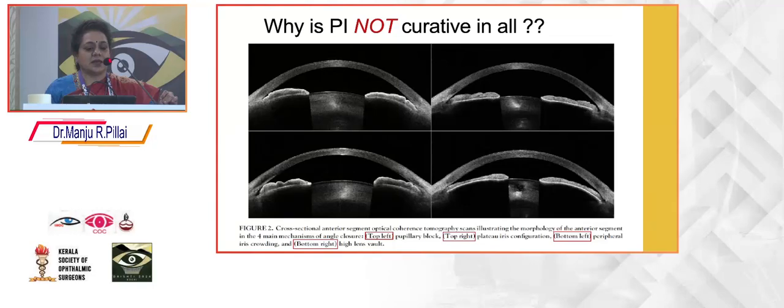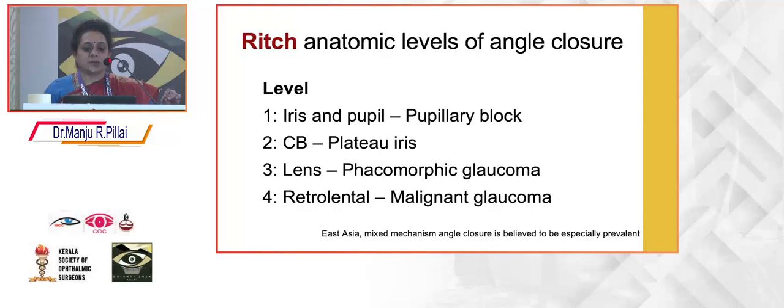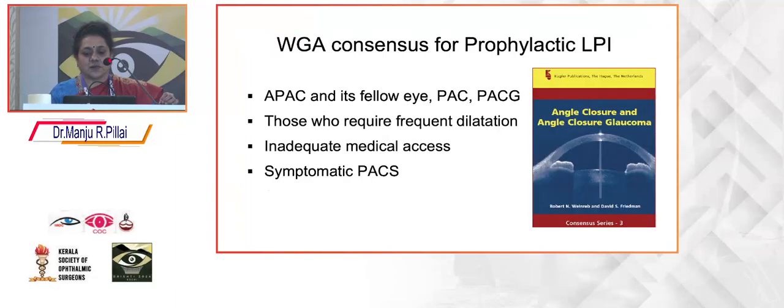So why is PI not curative in all patients? If there is a pupillary block, a plateau iris configuration, peripheral iris crowding, or a high lens vault. The anatomic levels of angle closure, which Meena has described, are the iris and pupil, which can cause a pupillary block. At the ciliary body level, it is due to plateau iris. In the lens, it is due to phacomorphic glaucoma, and retrolental, it is malignant glaucoma. In East Asia, mixed mechanism angle closure is believed to be especially prevalent.